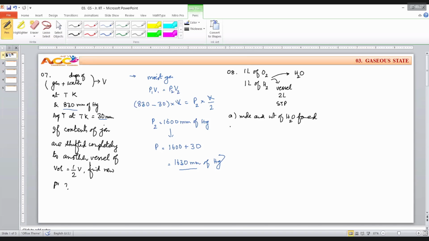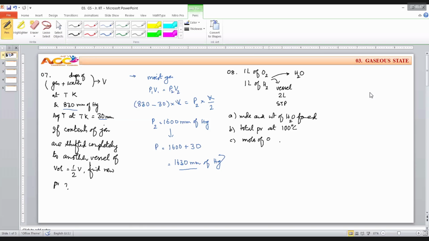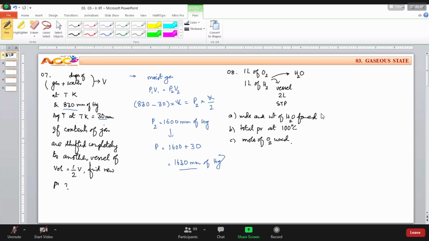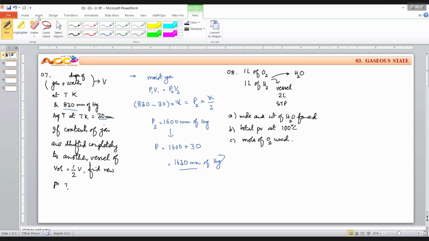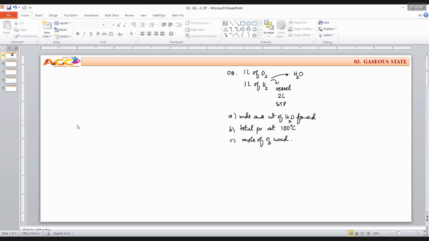Total pressure at 100 degrees centigrade, right? Moles of oxygen used during formation of water, right? Read the question. Till that time, I'll remove all the contents here. Sorry. Now, how to proceed?